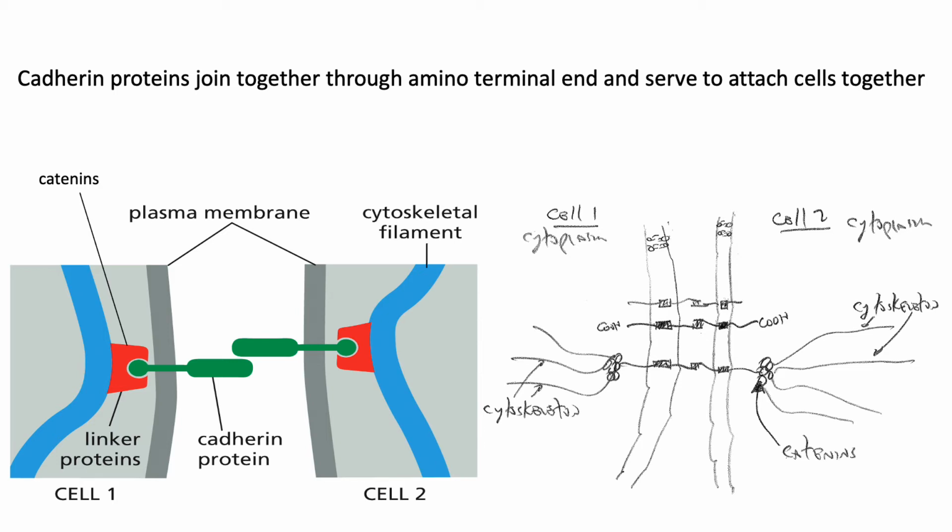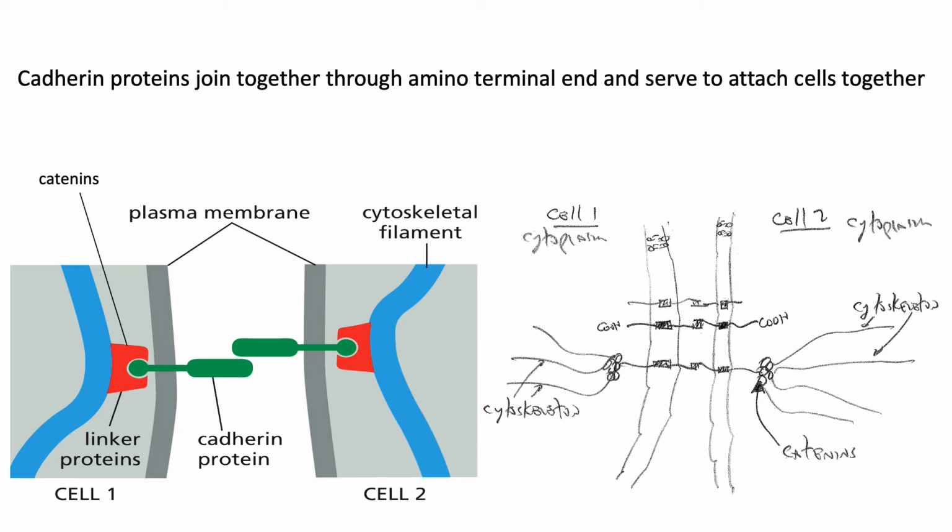But on that lowest one, where I have the carboxy terminus interacting with the catenins, and then, of course, interacting with the cytoskeleton, that provides much more support for these cadherin proteins in order to make these junctions. Now, I want to go off a little bit on a tangent. Actually, let me back up for a second, just to say one more thing about the catenins.